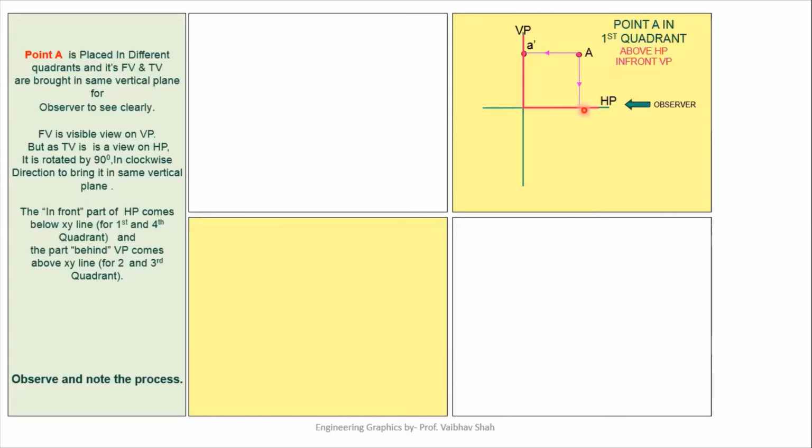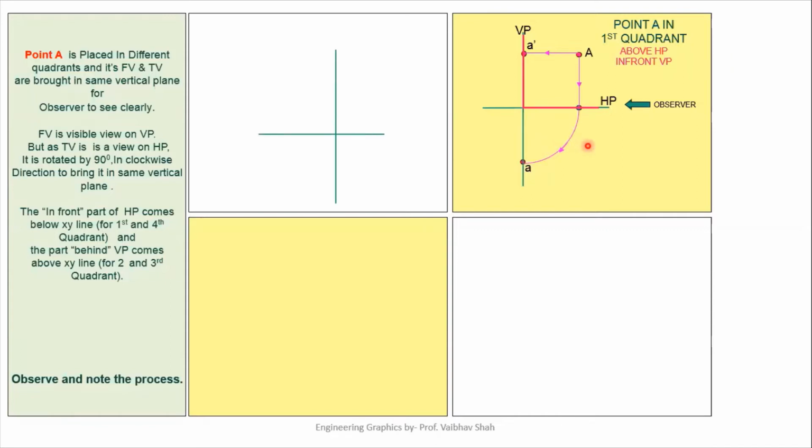Now, as we know, we will be rotating this HP in clockwise direction by 90 degrees. So our point A would actually lie on this vertical line somewhere here. So let us rotate this HP by 90 degrees. So we'll have this point. This is nothing but your point A on the vertical line itself. So these are nothing but your A dash and A, which are the projections of your point for the first quadrant.